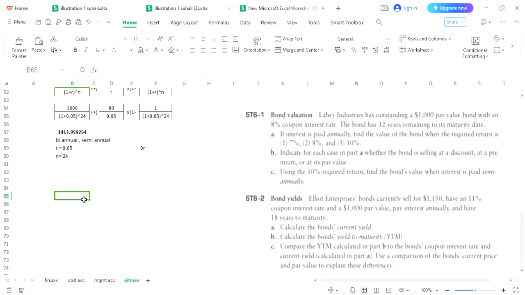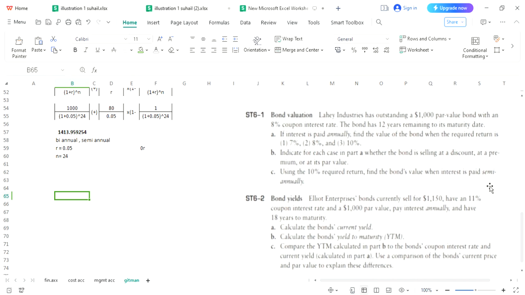Alright guys, we have completed our two parts, A and B, and now it's time to see the C part. In C part, the only difference is that we have changed the evaluation method. Read over here: paid semi-annually using 10% required rate of return. We have already calculated 10%, but what is he saying? Use 10% required rate of return, but on the semi-annual method.